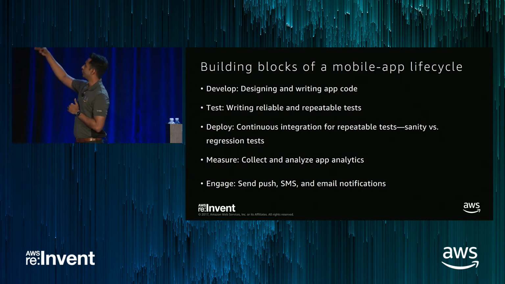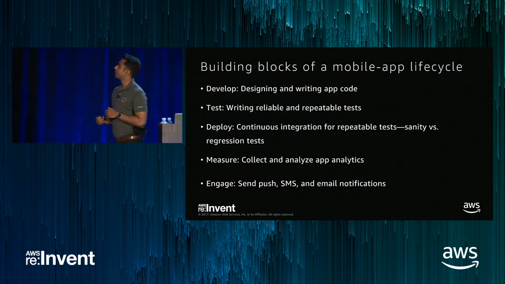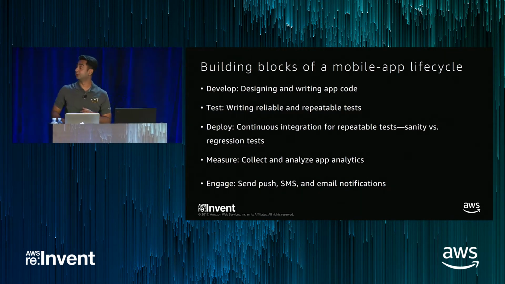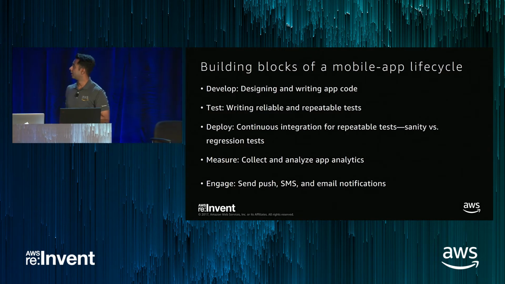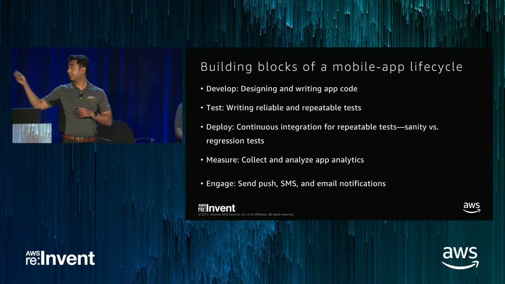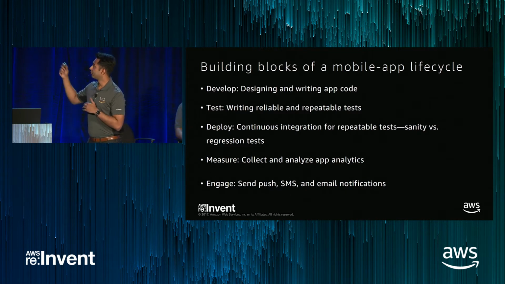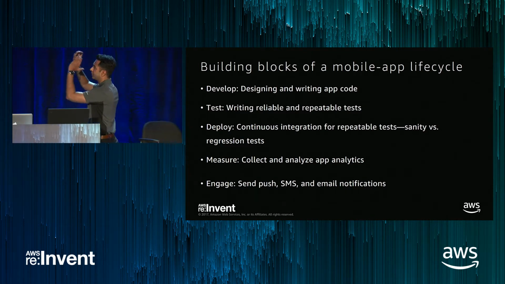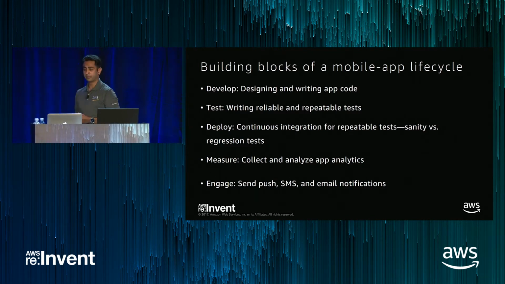So AWS has services for each layer of this mobile development lifecycle. To name a few, for your development, you could start with AWS Mobile Hub. For your test, you have Device Farm. For your deploy, you can use CodeDeploy and other AWS tools. For your measure and engage, you have Amazon Pinpoint. So those are some of the services that deal with each layer, and we're going to be focusing more on the test part.